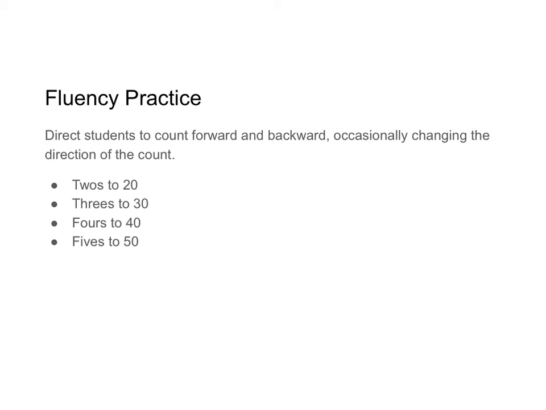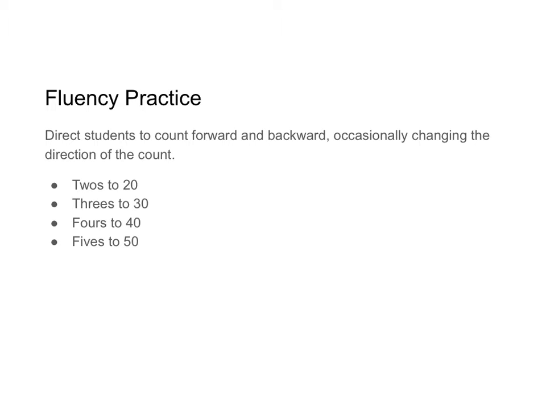All right, 3s to 30. Again, we will go faster with this. Here we go. 3, 6, 9, 12, backwards from 12. 12, 9, 6, 3, forwards from 3. 3, 6, 9, 12, 15, 18, 21, backwards from 21. 21, 18, 15, forward from 15. 15, 18, 21, 24, 27, 30.